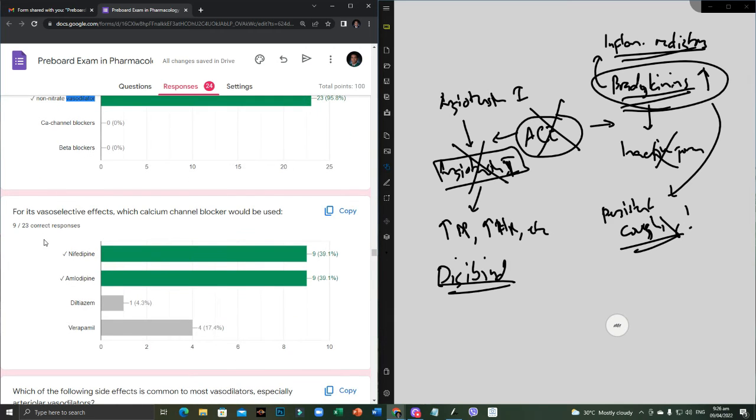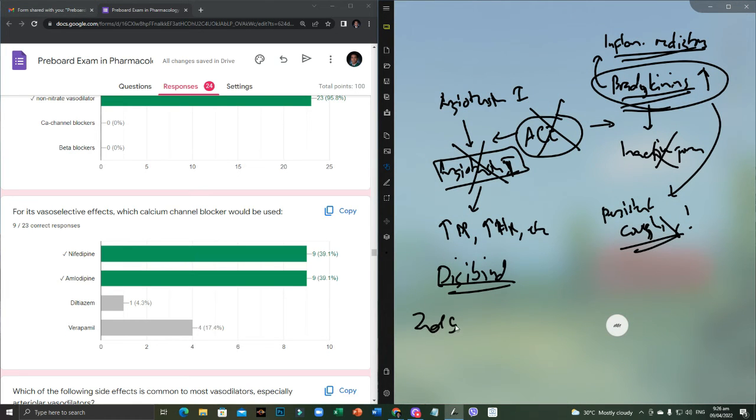For its vasoselective effects, which calcium channel blocker would be used? So there are two options here we can use, either nifedipine or amlodipine. So both drugs class are classified under second generation CCBs. Second gen CCBs, which all end in dipines, or we call the dihydropyridines. And these are vasoselective, meaning they cause vasodilation.